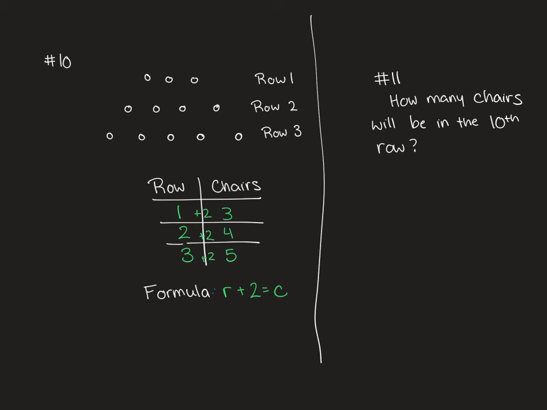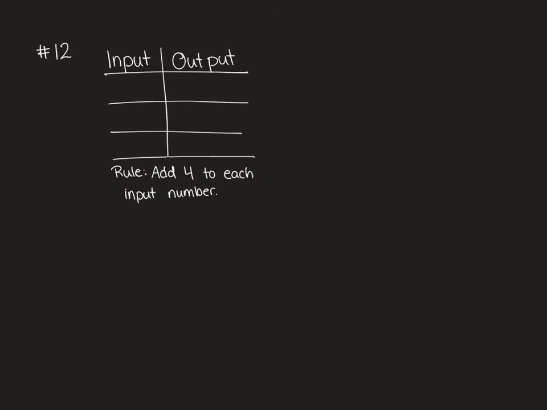Question 11 is going to ask you how many chairs will be in the 10th row. So you'll have different numbers, but if I looked at my example for question 10, I would go, okay, well, my formula is r plus 2 equals c. So if I said that this is the 10th row, I'm going to replace the r with that. So I would go 10 plus 2 equals 12. So there would be 12 chairs in the 10th row.